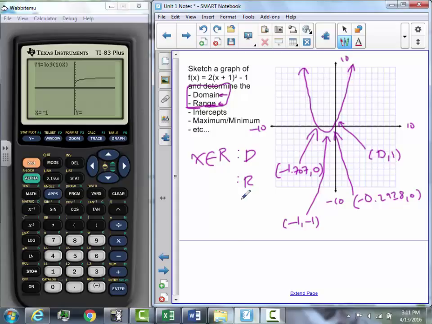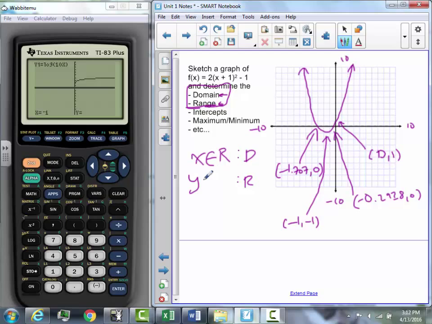However, is every possible y value able to be used in this graph? And I would say no. Negative 10, for example, that graph does not go as low as negative 10 in the y direction. What is the lowest number this graph gets to? Yeah. So since it gets as low as negative 1, we would phrase it like this.